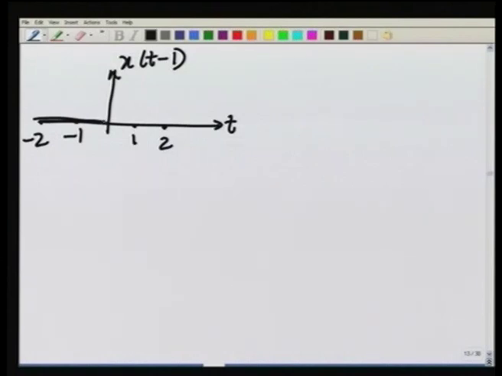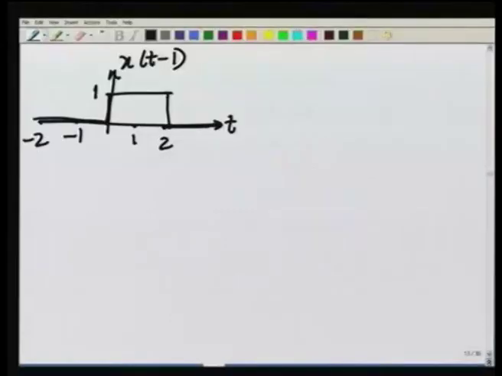The transition which occurred at minus 1 now occurs at 0. Then it transits to a value of unity, stays there until the second transition which occurs at t equal to 2, and then goes back to 0 and stays there for all time. This is x of t minus 1.